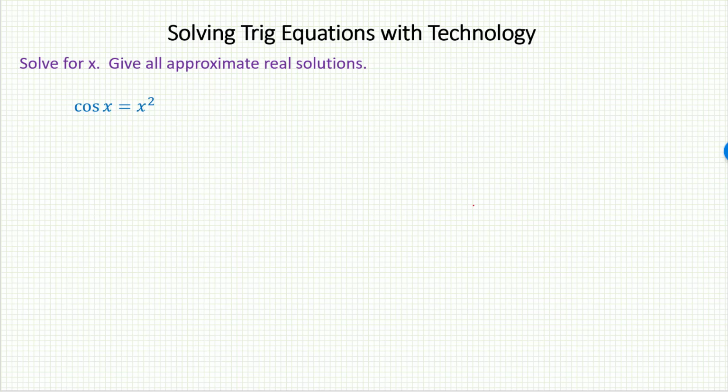So what we'll do instead is we'll use our graphing calculator. Here's what we can do. I'm going to think of the left side of this equation as a function, and then I'm going to think of the right side of this equation as a function. I'm going to graph the two functions, and I'm going to figure out where they intersect. The x-coordinates of the intersection points will be my solutions.